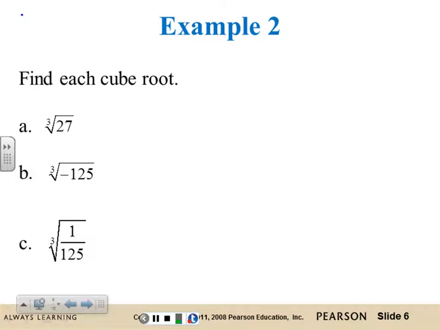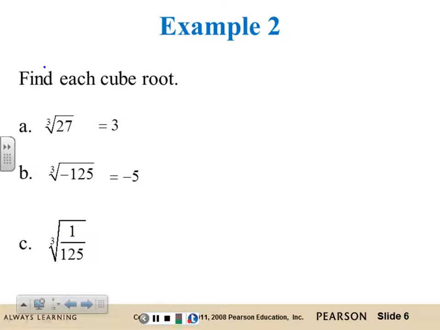So again, remember, we're asking ourselves what numbers can we multiply times themselves 3 times to get the radicand. So what number do you think you can multiply 3 times itself 3 times in order to get 27? And so the answer is going to be 3. So what number could you multiply times itself 3 times to get negative 125? And the answer is going to be negative 5.